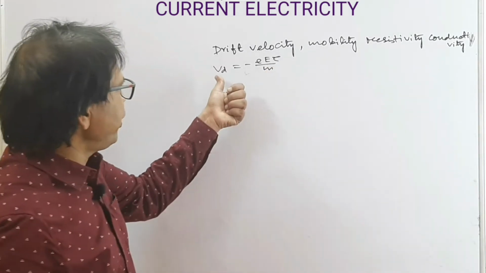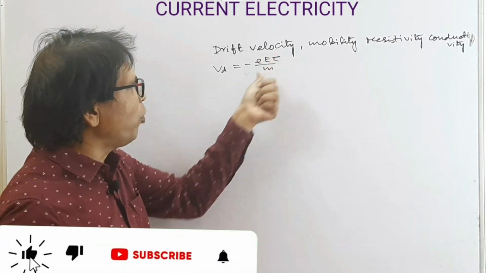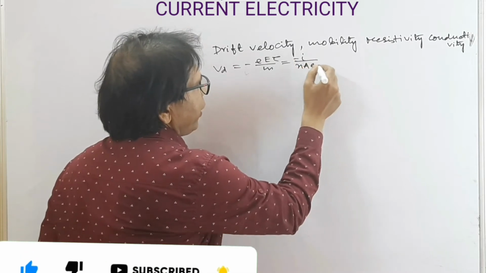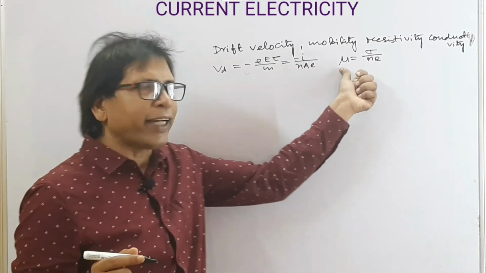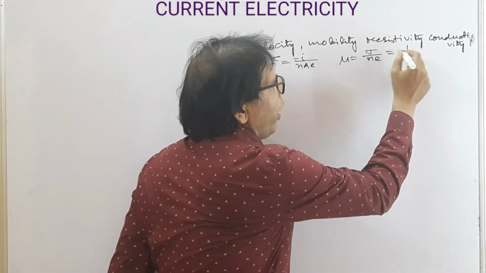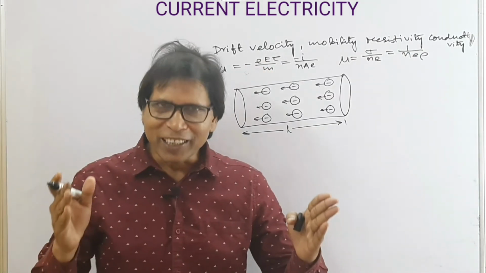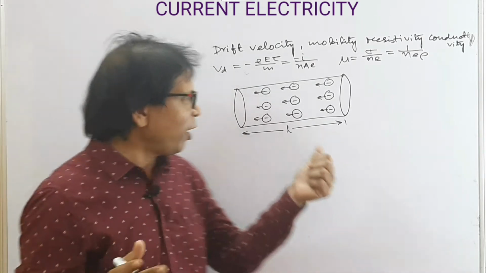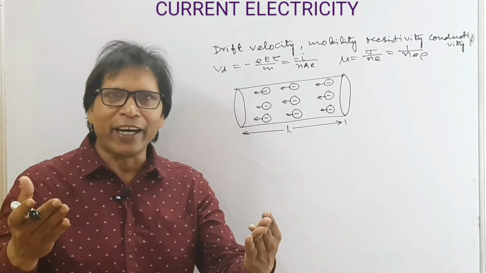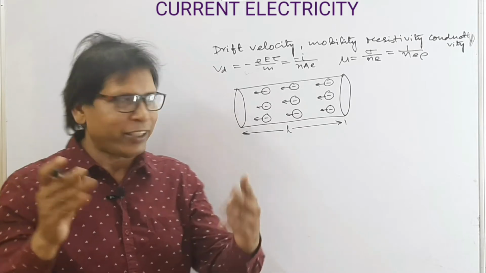Now in this discussion we have to establish Vd equal to minus eτ/m equal to minus I by nAe, and mobility μ equal to σ by ne equal to 1 by neρ. Okay, look at this, first of all drift velocity: the velocity gained by electron within the conductor when an electric field is applied in it.